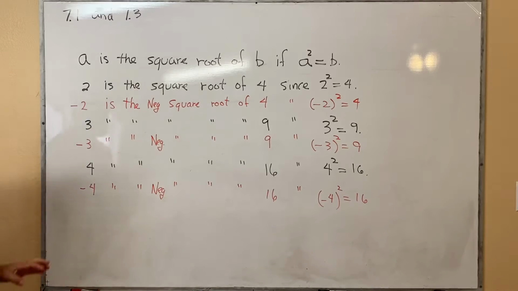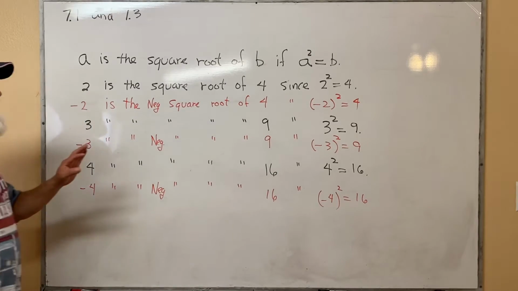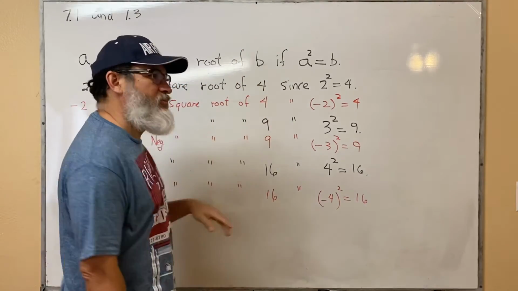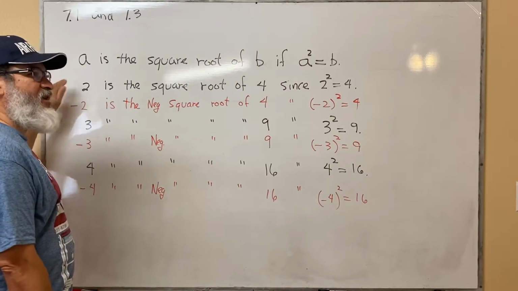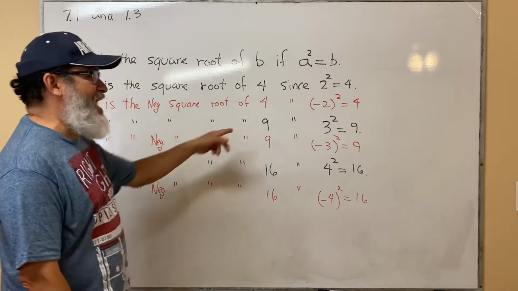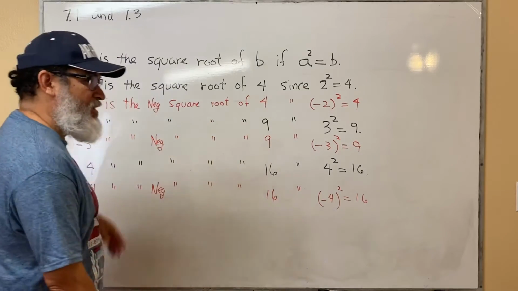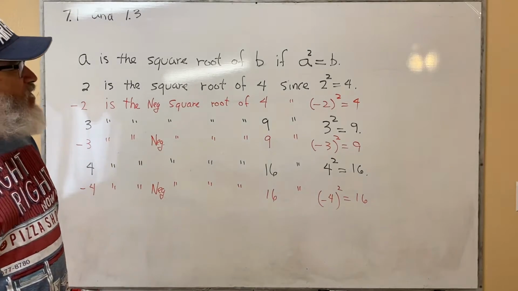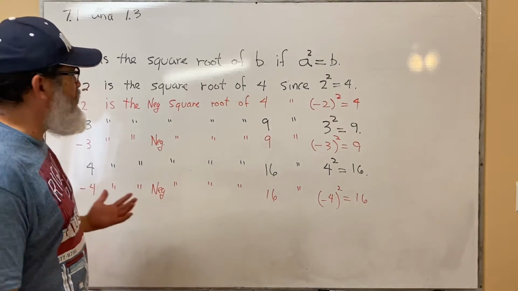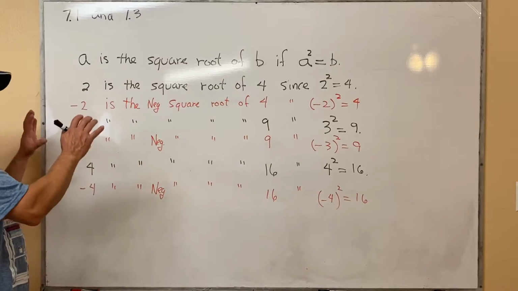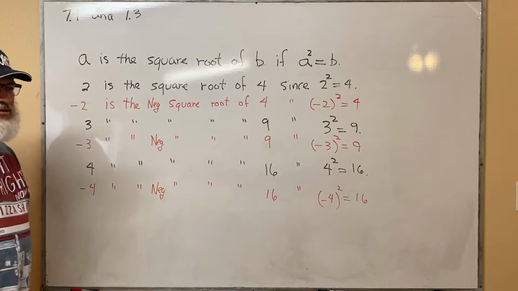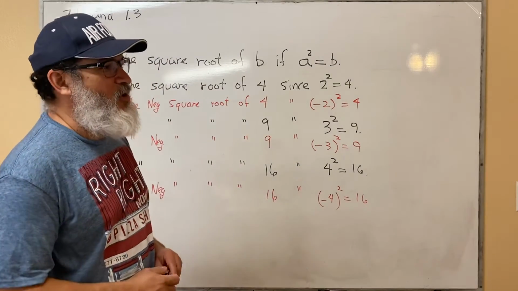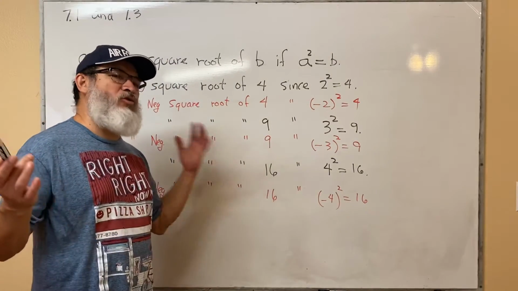So therefore, 4 has 2 square roots. The positive case and the negative case. 9 has 2 square roots. The positive case and the negative case. I don't know about you guys, but every time we discuss this, I do not want to write the entire sentence. It's too much work. Instead, why don't we write mathematical notation?